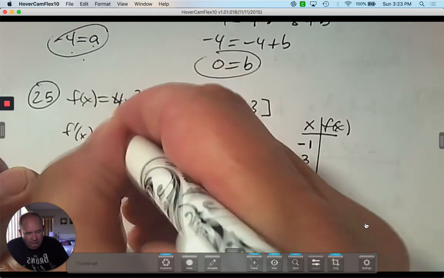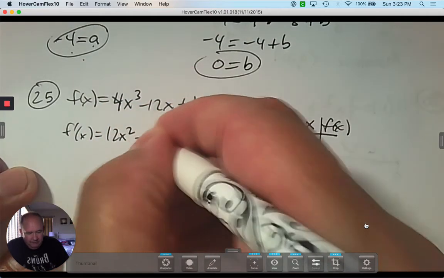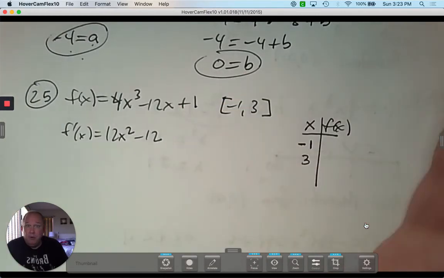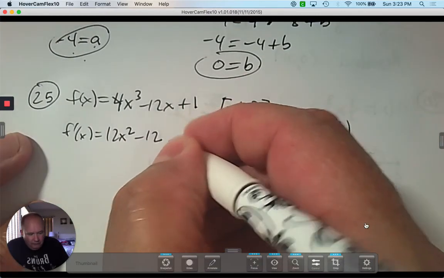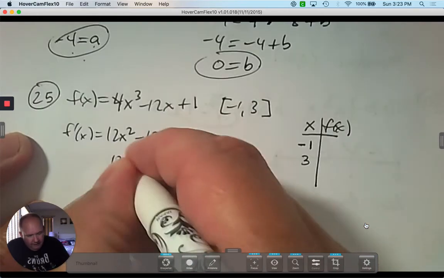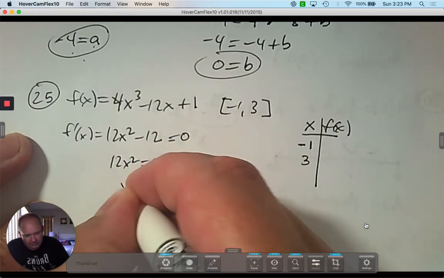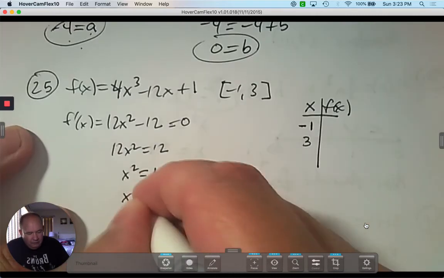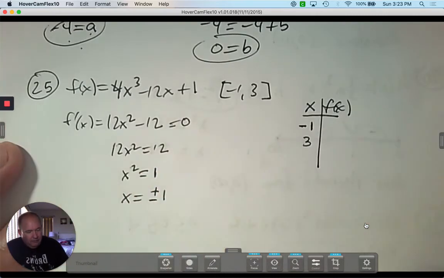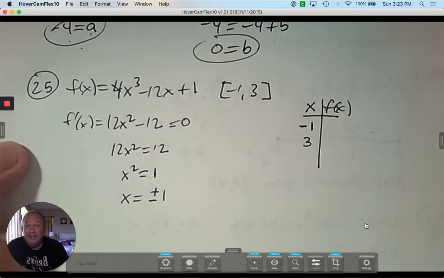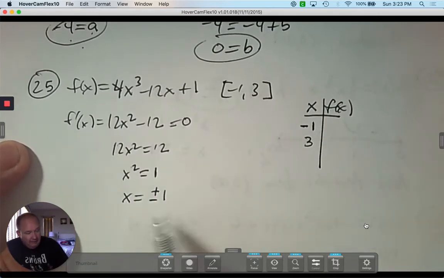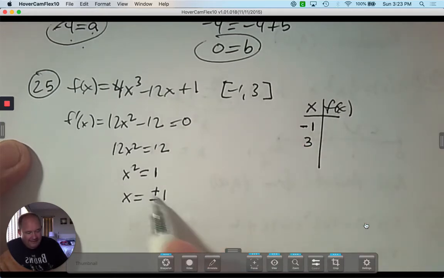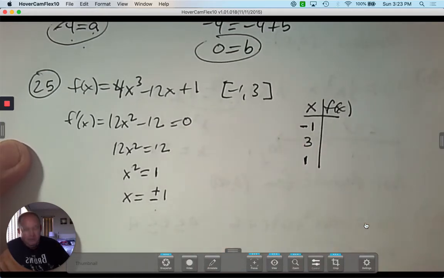That's 3 times 4, that's 12x squared. The derivative of -12x is -12. And the derivative of 1 is 0. Make that equal to 0. And then when I solve it, I'm going to add 12. I'm going to divide, so 12 divided by 12. Be careful, solving this, when you take the square root, will give me 2 answers, +1 and -1. Now, -1 is already here as one of the ends, so the one I need to add that's not there as a critical number is +1.